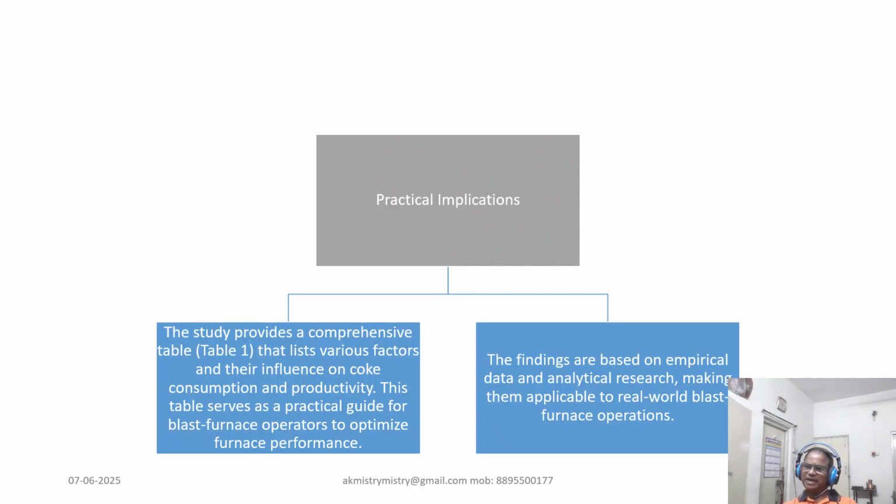So now coming to the practical implication, which is most important. So we can say that a comprehensive reference table, referred to as Table 1, lists how various parameters impact coke consumption and productivity. This table isn't theoretical, it's based on empirical plant data and validated through detailed analysis. Operators can use this as a real world guide to diagnose performance issues or plan optimization initiatives. It's a valuable tool for continuous improvement in daily blast furnace operation.